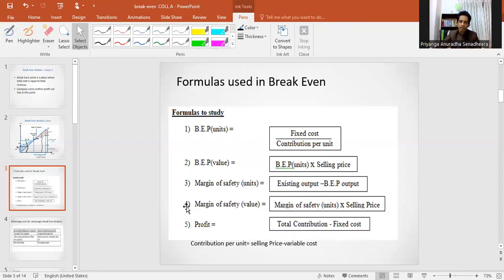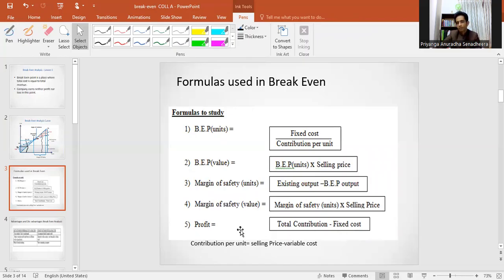Then if you want to calculate the margin of safety in value, using the third formula you get the margin of safety in units. That amount should be multiplied by the selling price. Always remember that when you want the value, you must multiply by the selling price. Then the profit formula is total contribution minus fixed cost.